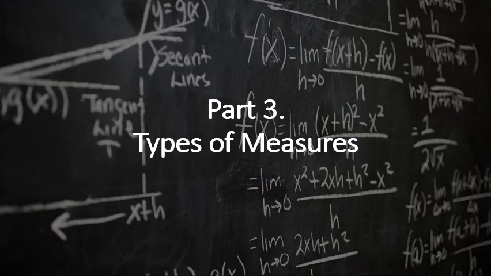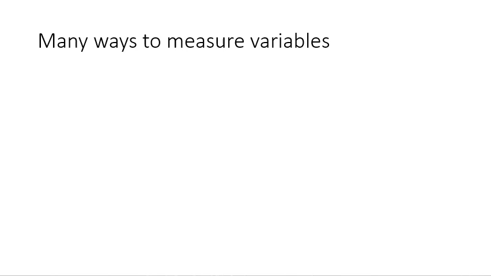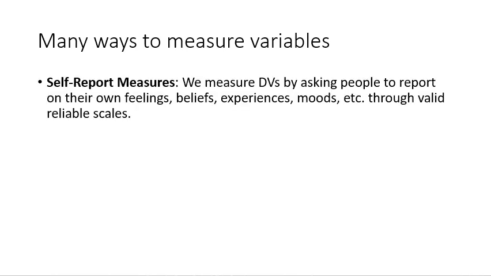So in part 3, we'll talk about types of measures. We have a lot of ways we can measure variables, and self-report measures is probably the one you're most familiar with. We measure any variable, but particularly dependent variables, by asking people to report on their own feelings, beliefs, experiences, moods, and so forth through valid and reliable scales or inventories.